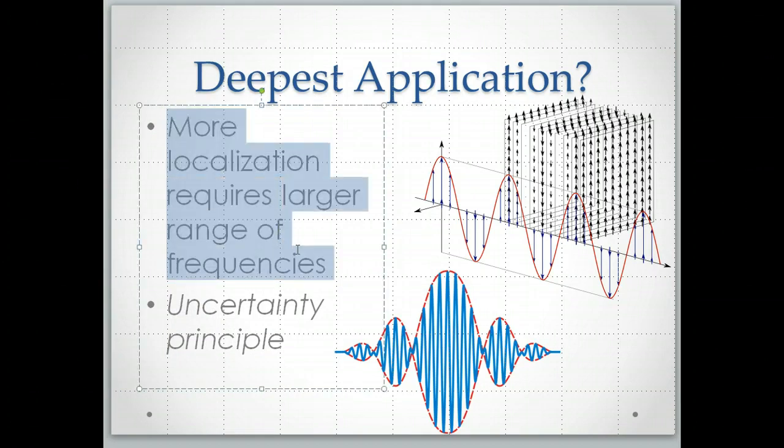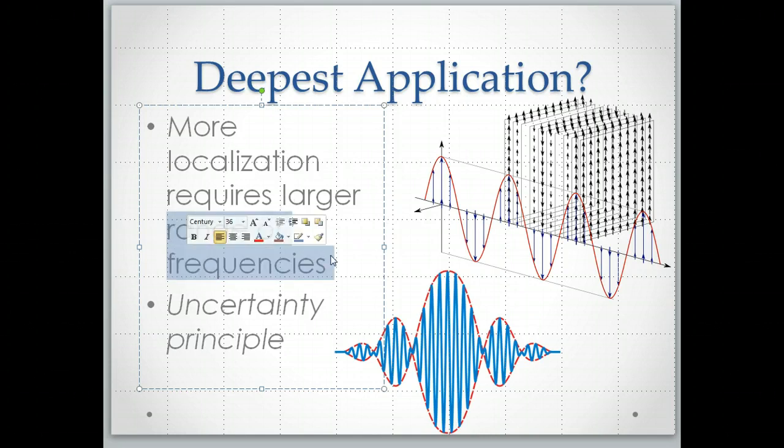but I hope it's somewhat plausible that the more you want to localize it, the tighter you want this hump to be, and the more stuff you want to perfectly cancel out, it requires more and more sophisticated use of building blocks and a larger range of frequencies. And what does that mean quantum mechanically? It means more uncertainty in the momentum of the particle.